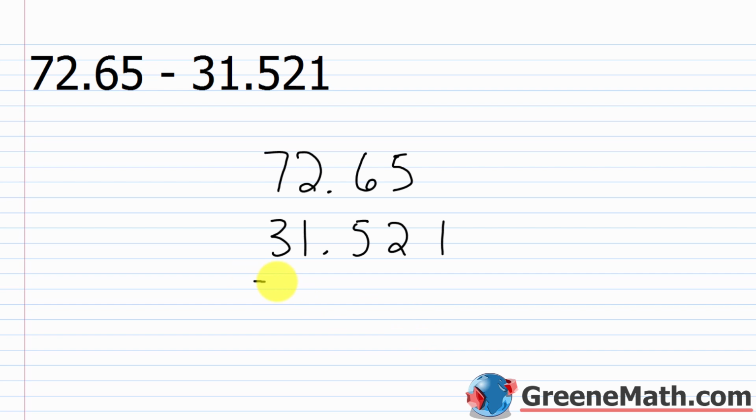All right, for the next one, we have 72.65 minus 31.521. So again, you're just going to stack these numbers on top of each other. 72.65 has to go on top because remember, with subtraction, it's not commutative. And then on the bottom, you're going to have 31 point, notice how I'm lining up the decimal points, 521. Okay, so I'm going to write a horizontal line and then my subtraction symbol. And now I'm ready to go. Well, let me go ahead and put the decimal point down.